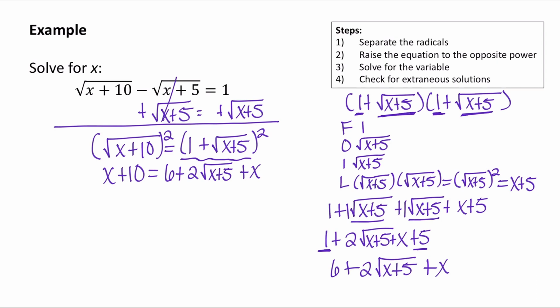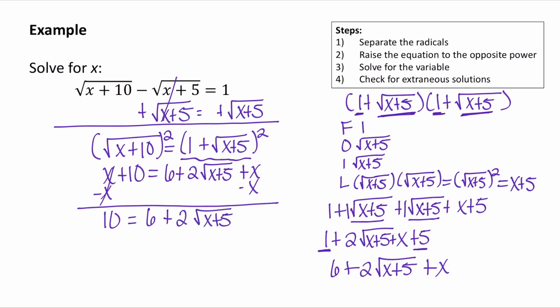So notice that once again, I have a radical equation, right? So even though I squared both sides, I didn't get rid of all my radicals. So we're going to go back to our strategy that we've been using and we're going to work on isolating the radical. Okay, so now that we have a radical, we're going to work on getting that radical by itself. So I'm going to move everything away from the radical, starting with this plus x. So I'm going to subtract x from both sides. So doing that gives me 10 equals 6 plus 2 square root of x plus 5.